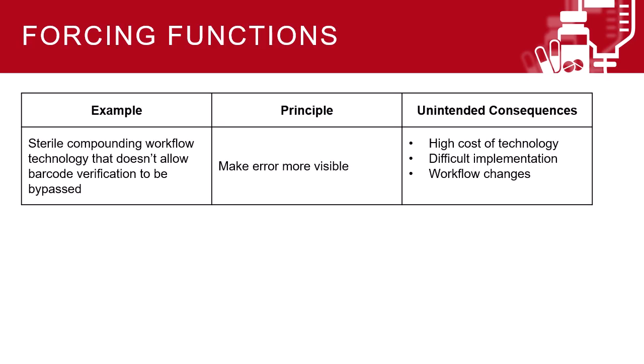For this case, a forcing function could be sterile compounding workflow technology that does not allow a user to proceed without barcode verifying the ingredients and diluents used to make the preparation. This would make any error in selection of the product more visible. However, there are some unintended consequences of doing this. There's a really high cost to technology. There's a lot of resources that it would take to implement this workflow solution, and there are significant workflow changes that would be involved for sterile compounding.